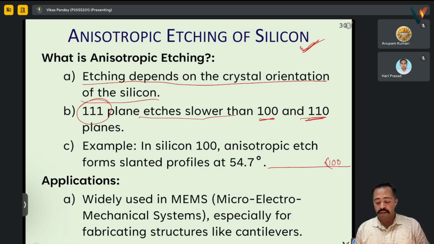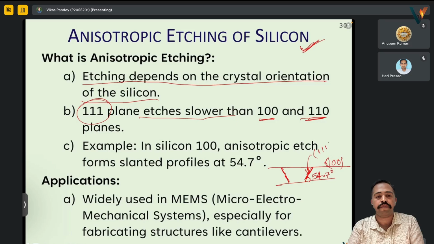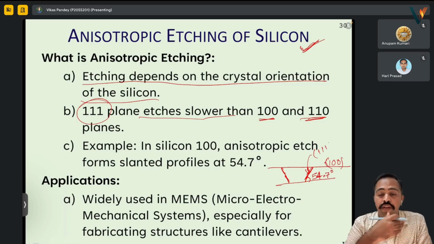If you are etching it, you'll see that the etch profile will be something like this after etching, and this angle that is forming here or here will be 54.7 degrees. This is a constant, and this profile is 111. And this property of selective etching of silicon planes is commonly used in MEMS.